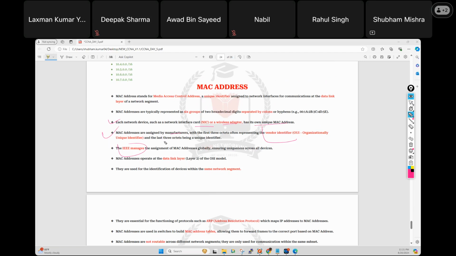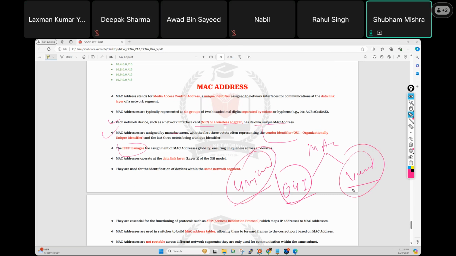Clear, everyone? MAC address is also divided into 2 parts. One part is called the OUI part and the next part is called the vendor assigned part. Are you clear, everyone? Please remember, the OUI part is always unique. The vendor assigned part is not mandatory to be unique. But the OUI part is always unique.